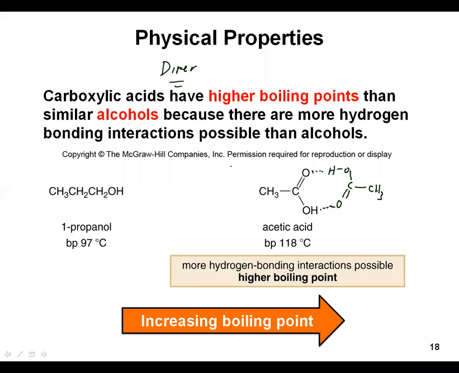Remember, as we get something that has the ability to hydrogen bond, and something like a carboxylic acid that can double hydrogen bond, that's going to increase things like boiling points and melting points when we're trying to compare them.